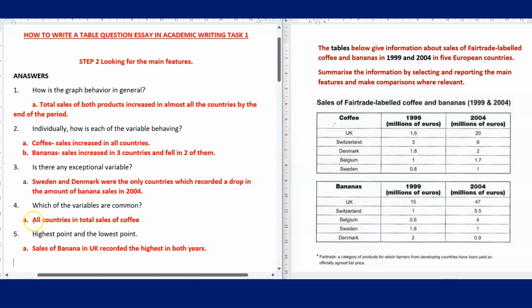Okay, and also the highest and the lowest point. We can see that sales of banana in the UK recorded the highest in both years. All right, so sales of banana in the UK recorded the highest in both years.